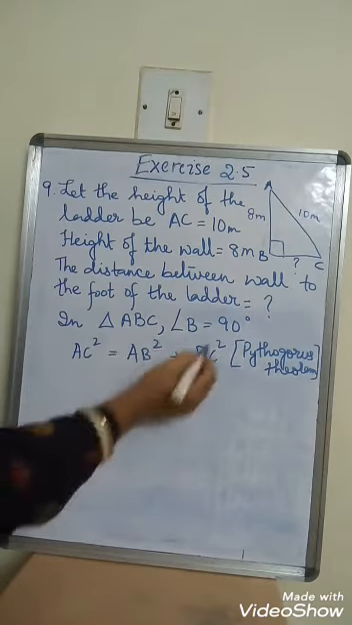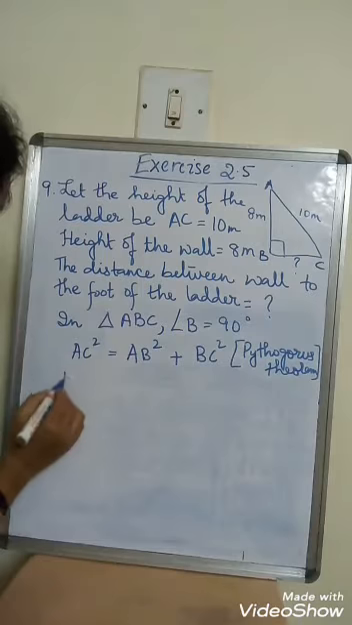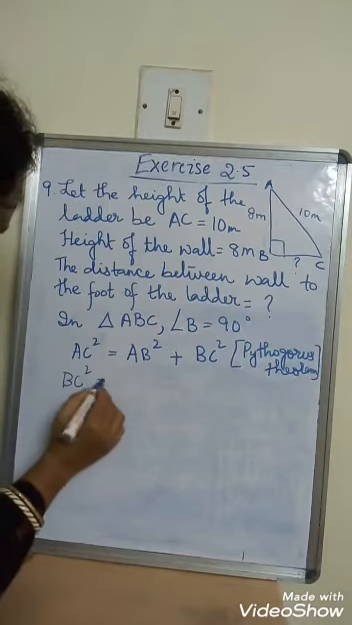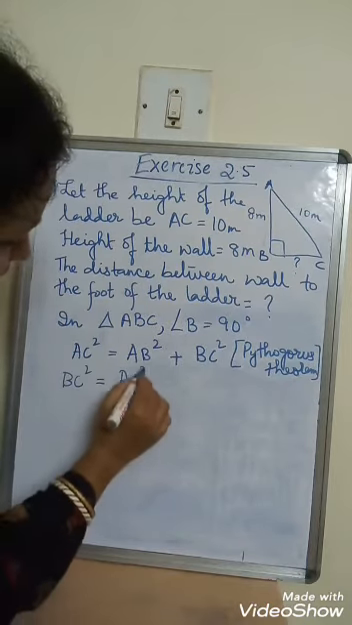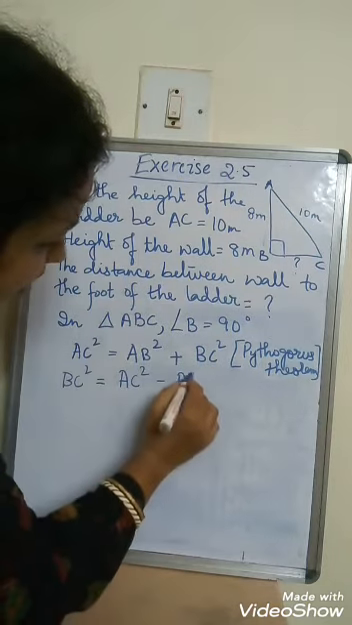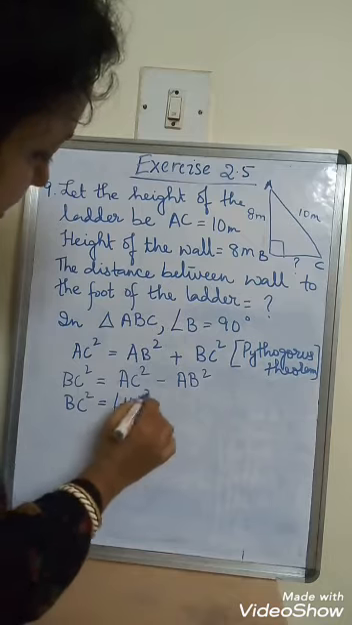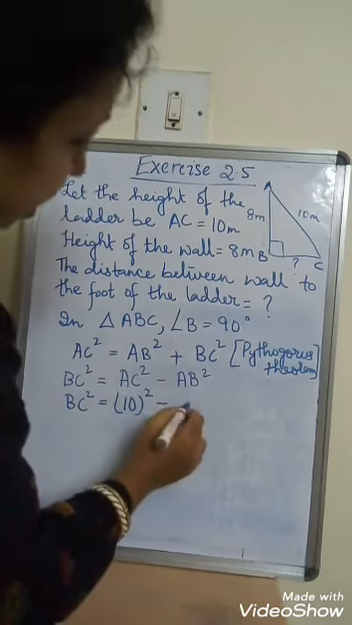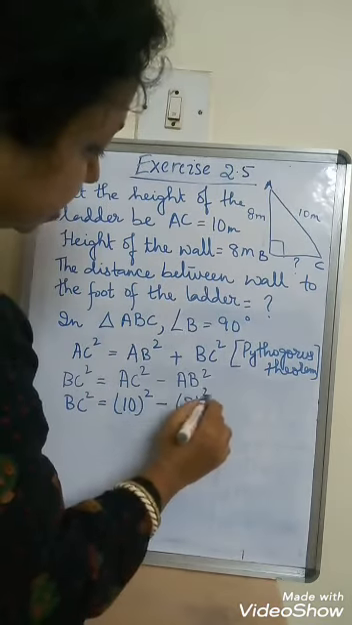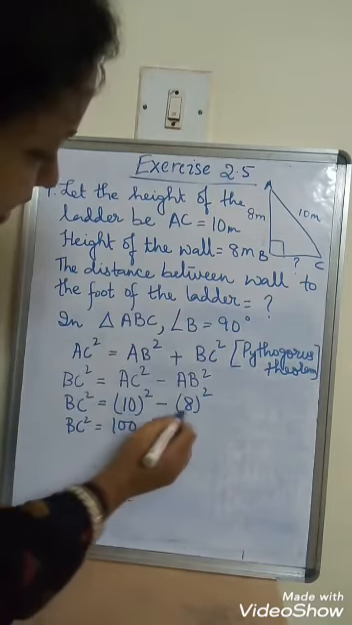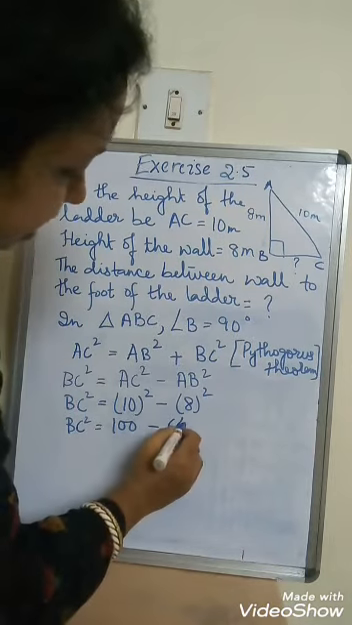Right. So now what we have to find? We have to find BC. So I bring BC here. BC square will be equals to AC square minus AB square. Right. So we have the value for AC. What is the value for AC? 10. So 10 square. AB value is 8. So 8 square. So when I write here BC square equals to 10 means 10 into 10, that is 100, and 8 means 8 8s are 64.